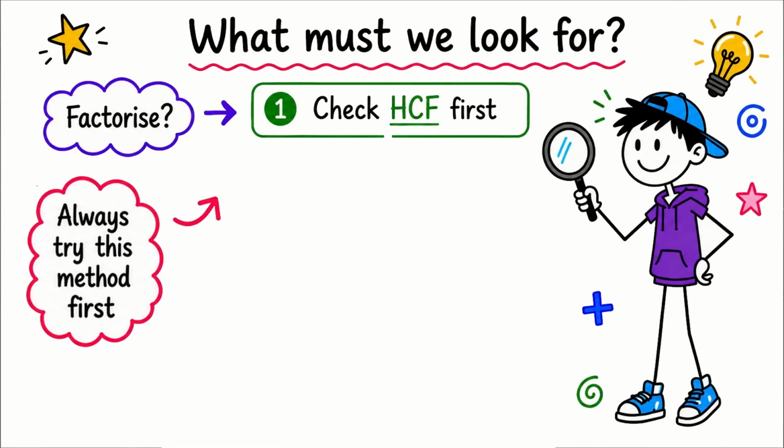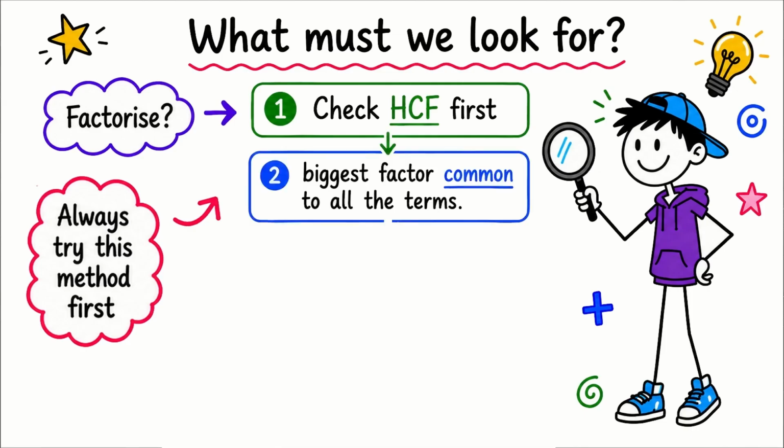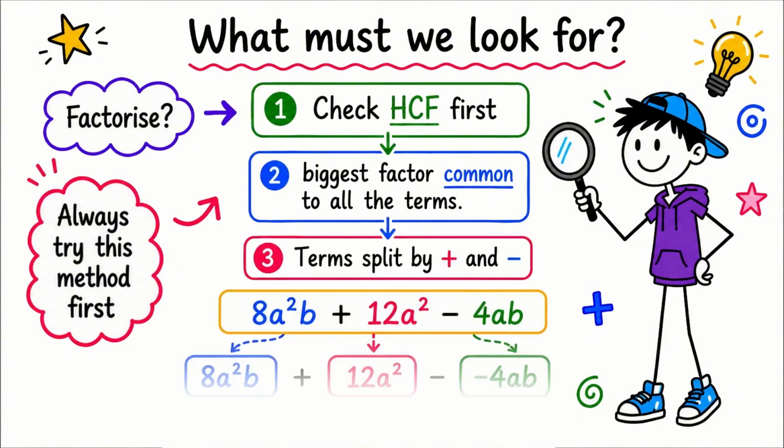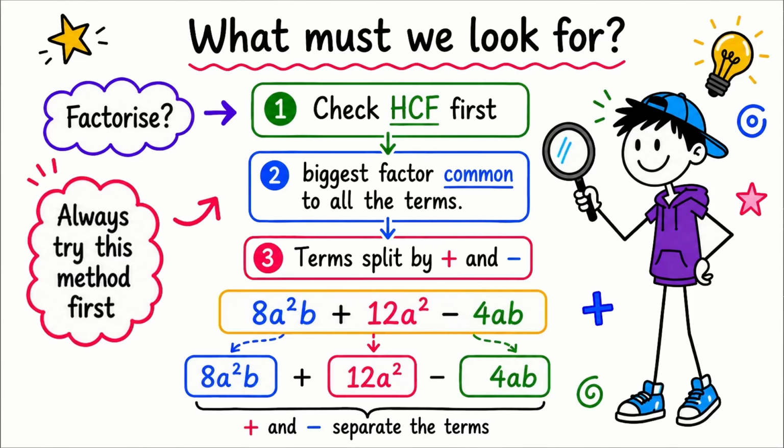If there is an HCF, we take it out first. So we are looking for the biggest factor that is common to all the terms. And remember, the terms are separated by plus signs and minus signs. For example, this expression has 3 terms, and they are separated by a plus and a minus sign.